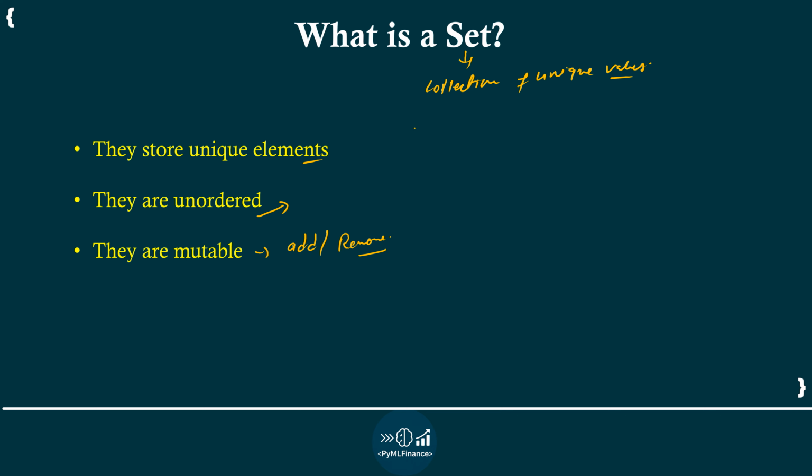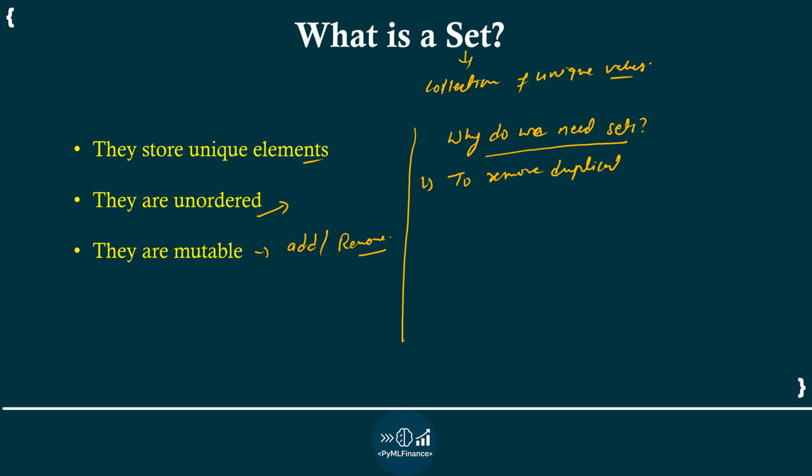Now the next question is, why do we need sets? We need sets to remove duplicates from a list or tuple. So let's say you have a list that contains duplicate values and you want to remove this duplicate occurrence from the list. You can use set here.